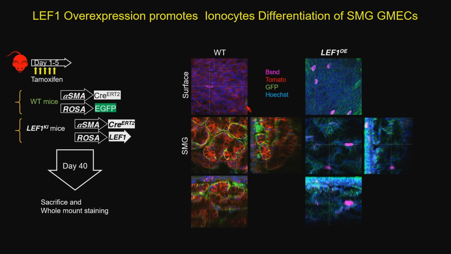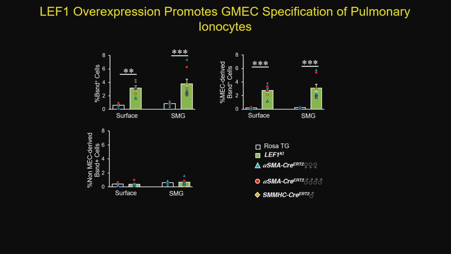And on the wild type side, it was hard for me to find any single 63X view that has ionocytes in both surface airway epithelium as well as the submucosal glands. When we quantified the total number of BSND positive cells, we found a significant increase with LIF1 overexpression in myoepithelial cells, both on the surface as well as in the submucosal glands. And when we looked for myoepithelial cell-derived or lineage-traced BSND positive cells, again, it is still significant. When we looked for the other cell types that are not myoepithelial cell lineage, they are not significantly different.